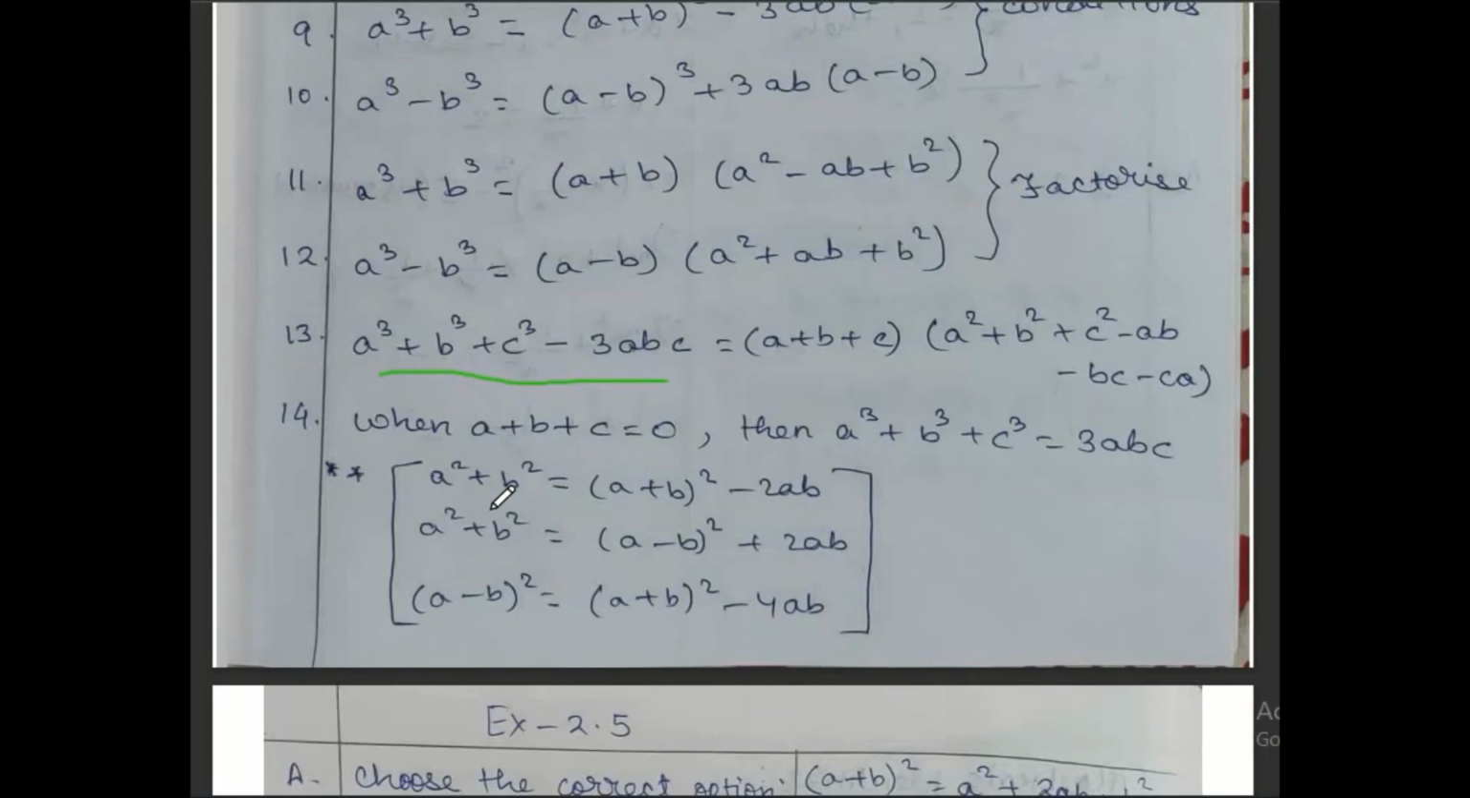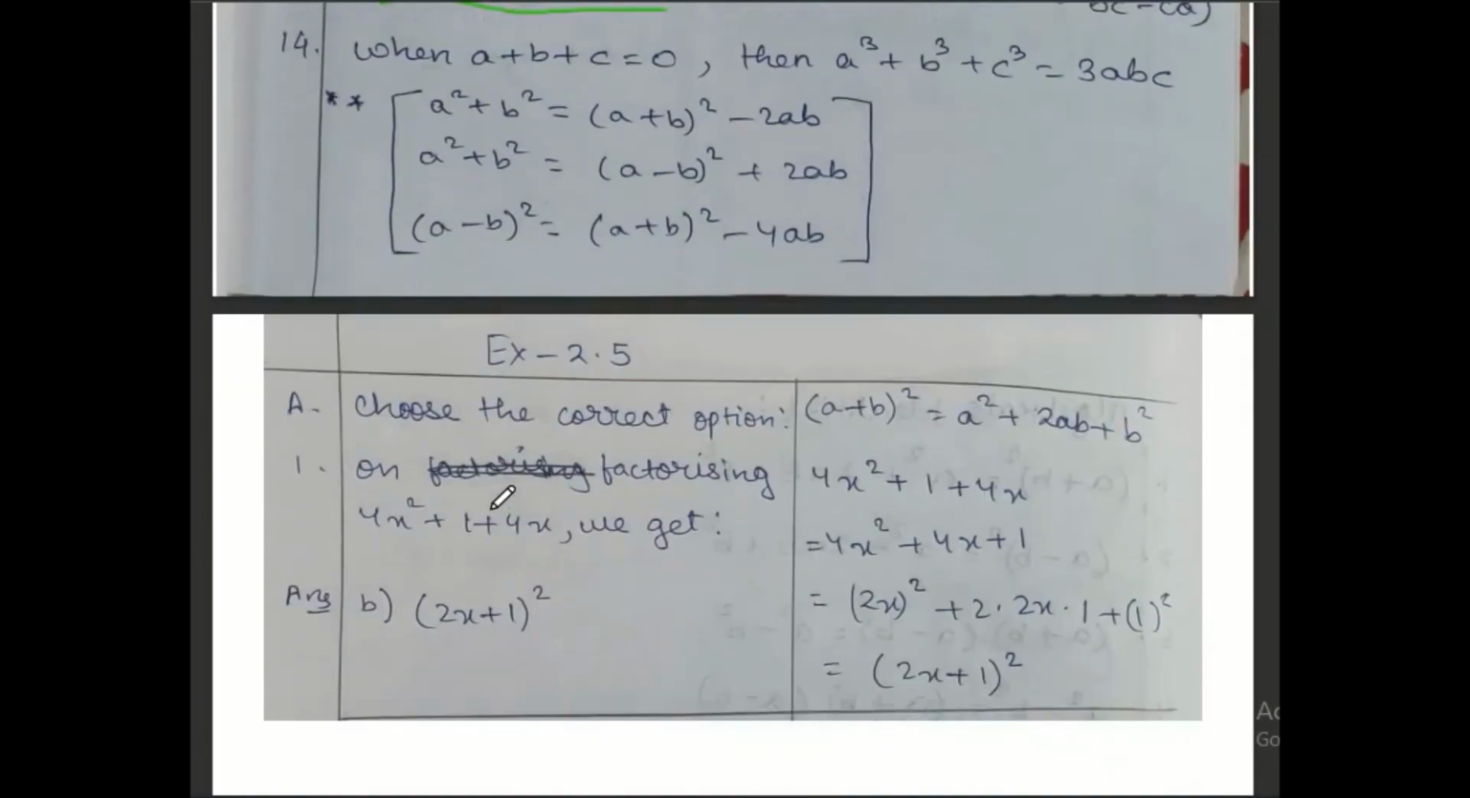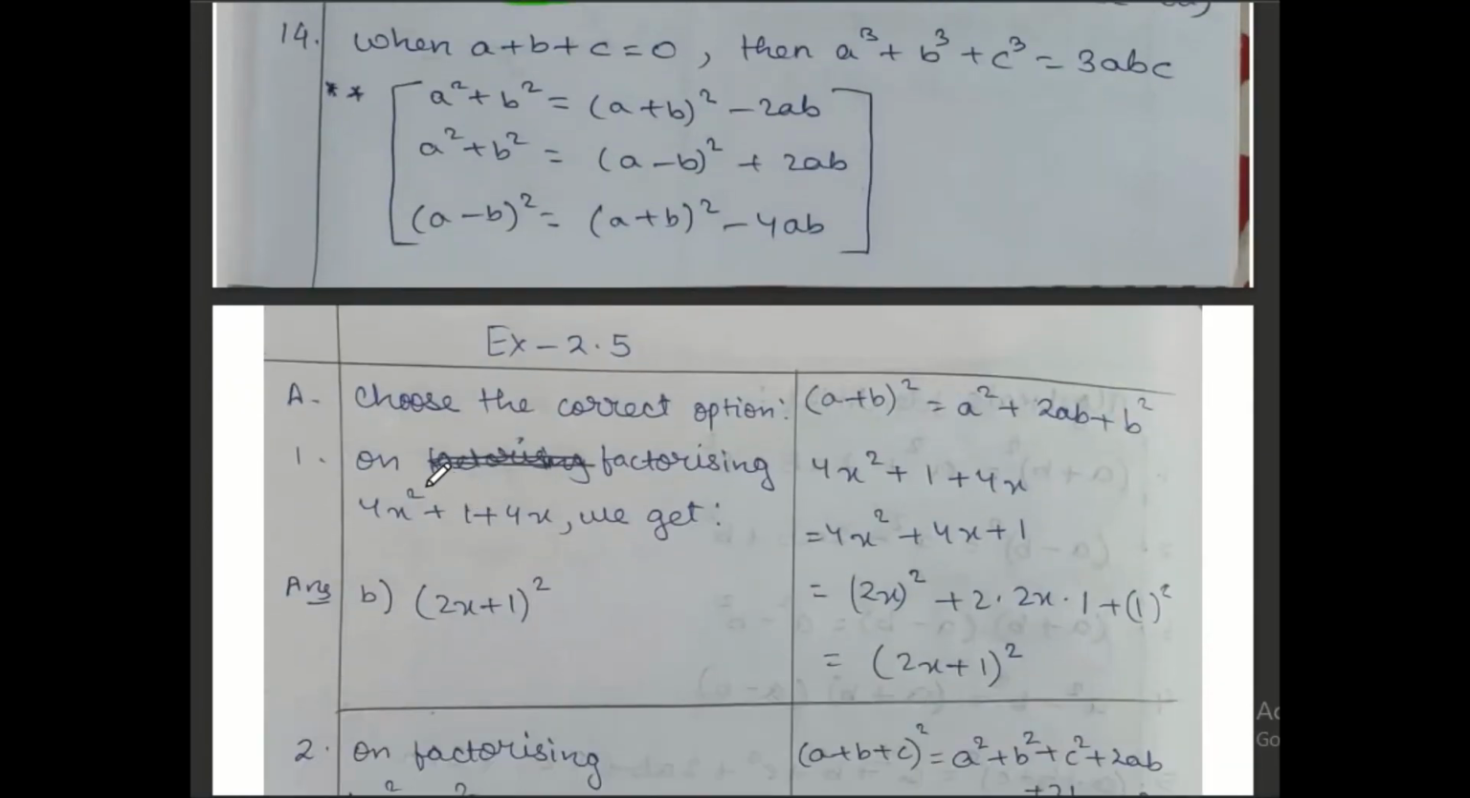Now exercise 2.5. Look at the first example, first MCQ. Question number A. Choose the correct option. On factorizing 4x square plus 1 plus 4x, we get what? Look at the given expression, a polynomial. You have 4x square plus 1 plus 4x. Take this outside. Since we are doing an MCQ, you can do it in rough.